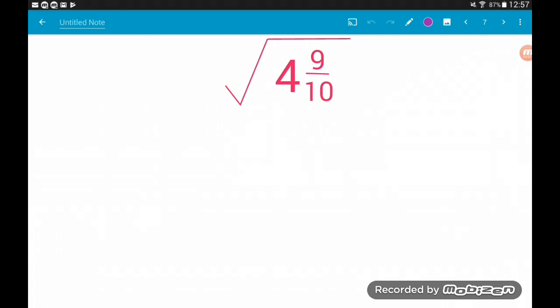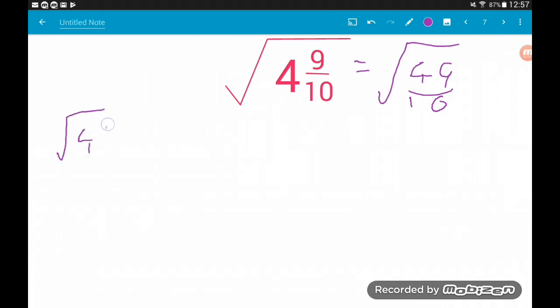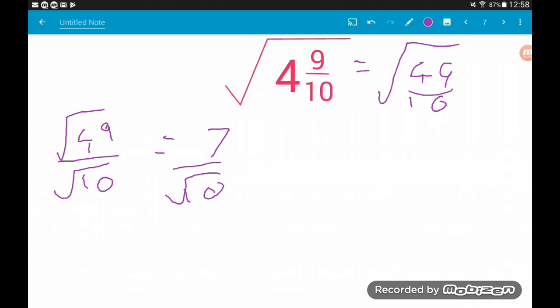Hey guys, here we have the final example for this video. So, as ever, we have the square root of 4 9/10, but we don't want a mixed number underneath the surd. So turn that into an improper fraction, and hopefully you will get 49 over 10. So now we can think of that as the square root of 49 over the square root of 10. Now up on top, the square root of 49 is 7, so we end up with 7 over root 10.